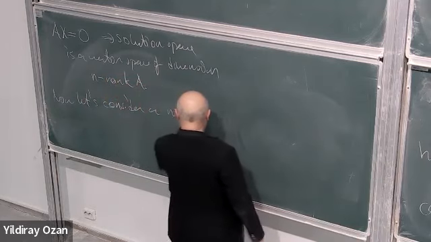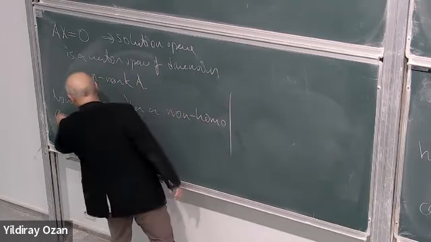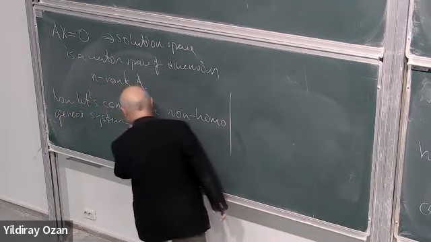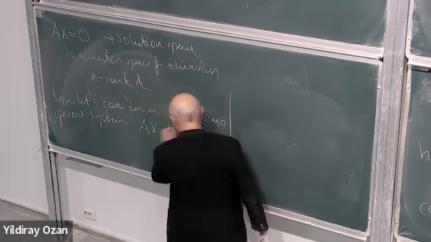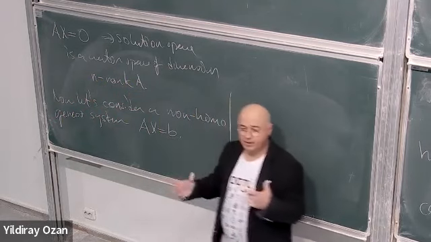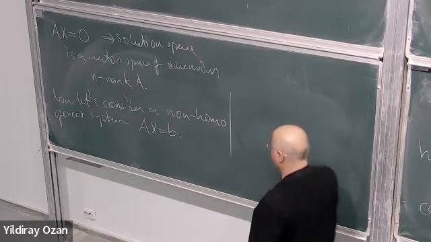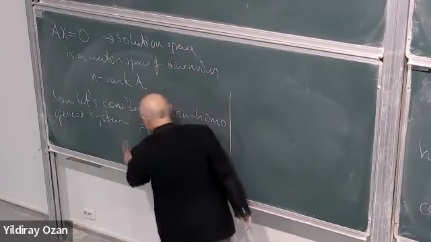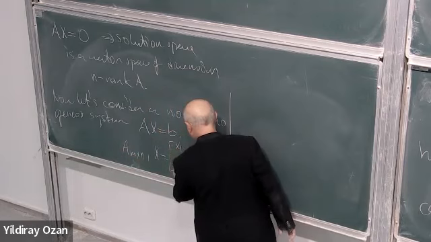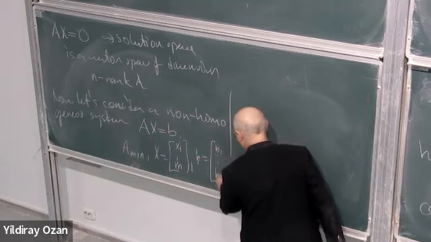Now let's consider a non-homogeneous system AX equals B. Again, A is an n by n matrix. X is the vector of unknowns, so X is x1 up to xn, and B is b1 to bm.